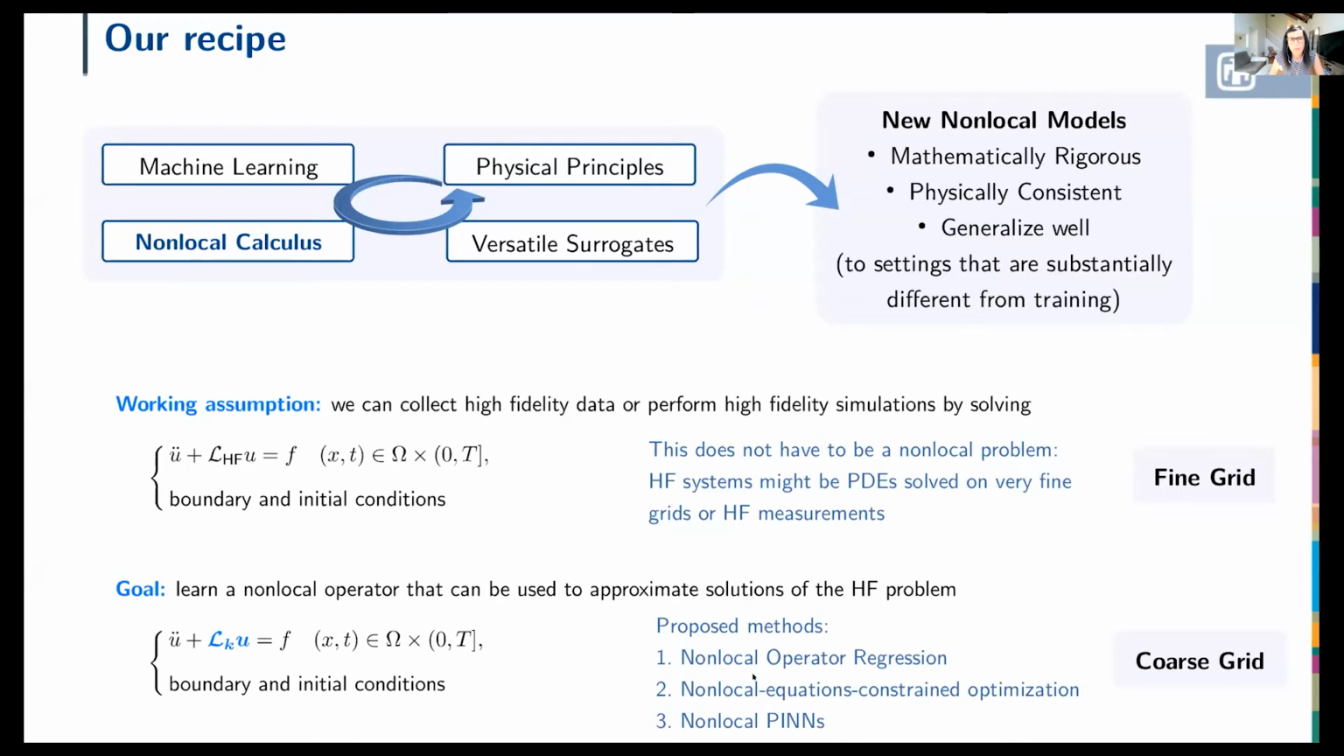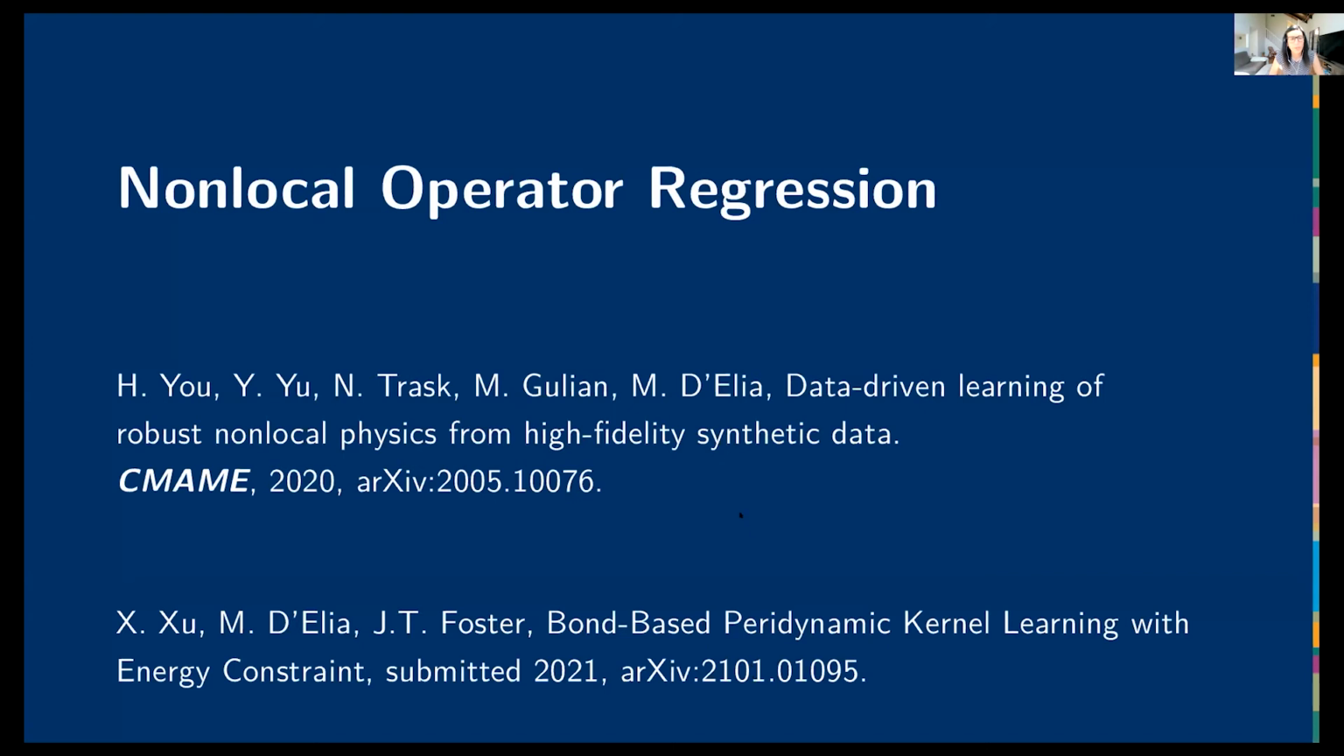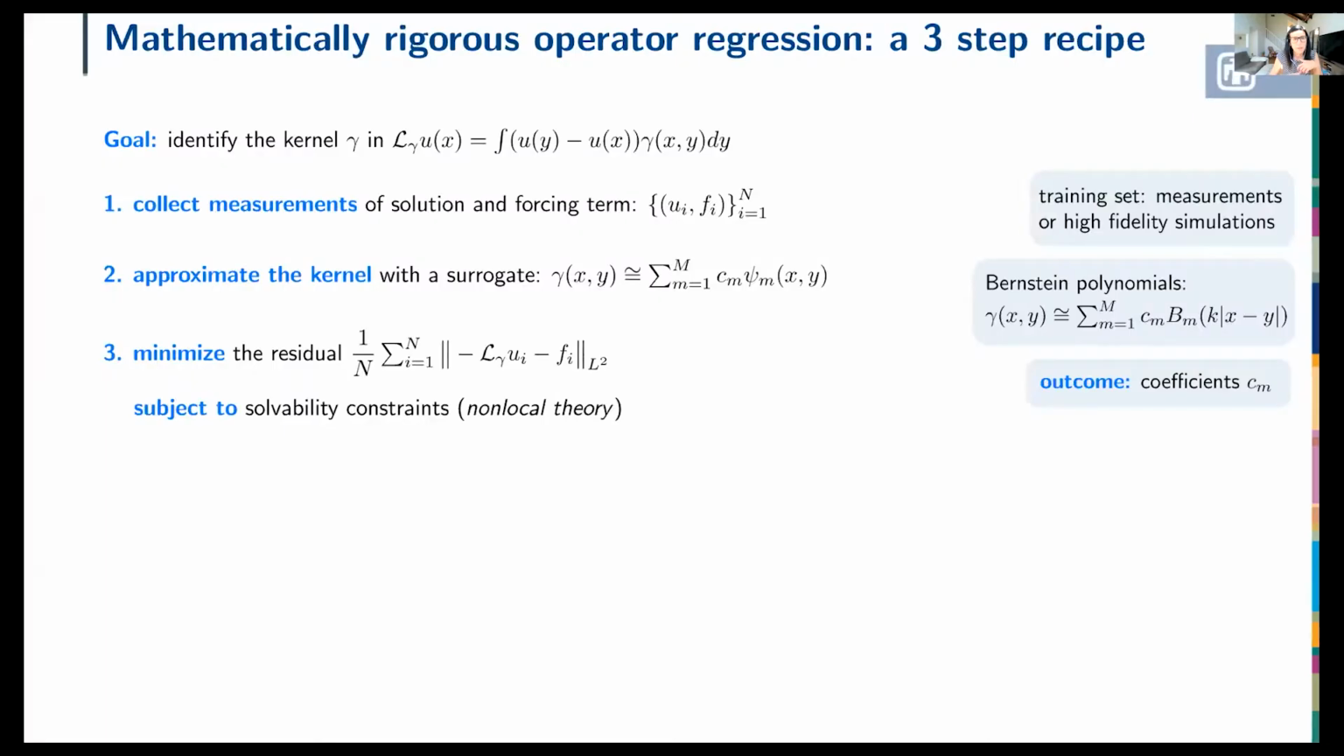So I'm going to start from this non-local operator regression, which was introduced more or less a year ago in a work co-authored by two of the presenters yesterday, Nat Trask and Mami Kangulian. But then we extended this technique, which was firstly developed for 1D static problems. I'm going to describe this technique in 3 simple steps. I think it makes it easier.